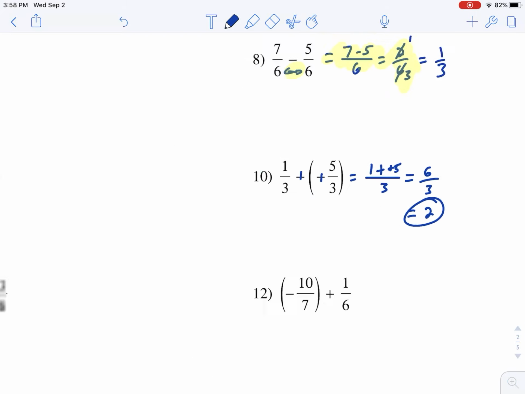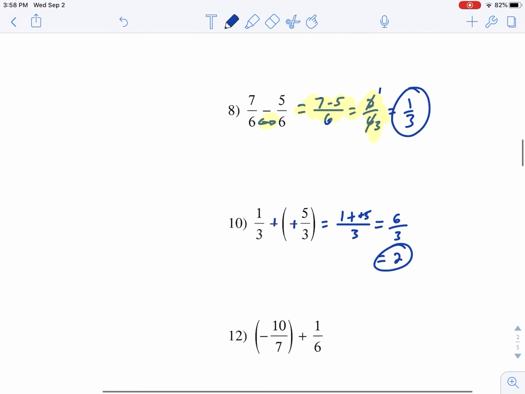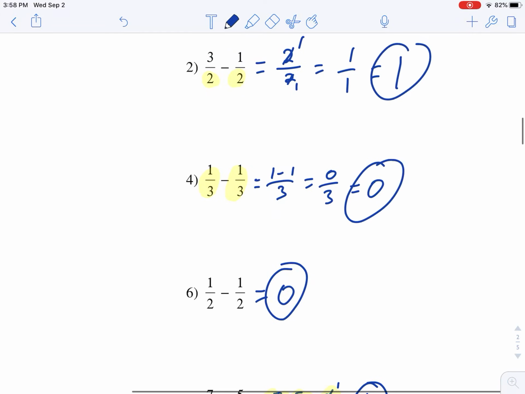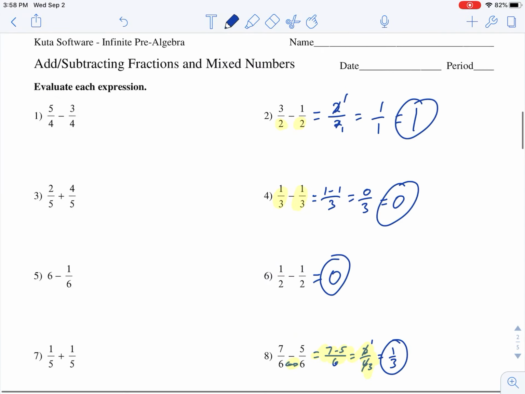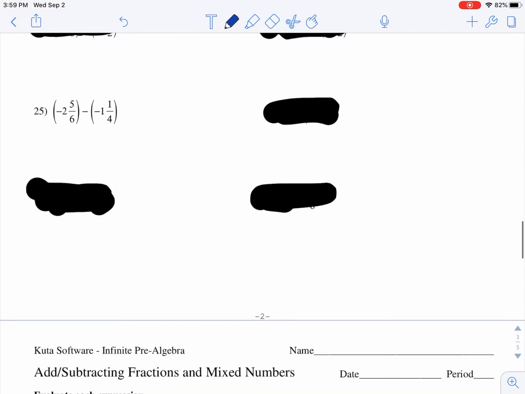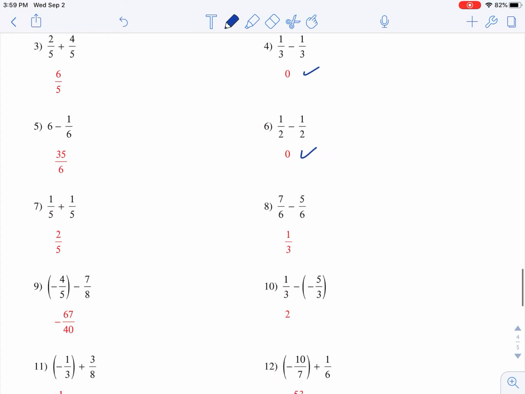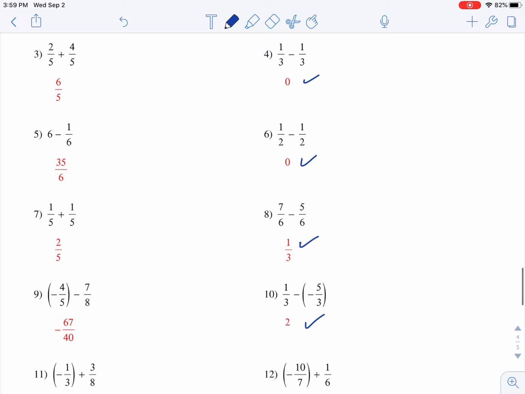So there's that answer. Okay, so I'm going to circle my answers. I do appreciate it when you circle your answers, so I should probably do it too. And I haven't really checked my work. So 1, 0, 0, 1/3, and 2. Let's check. 1, 0, 0, 1/3, and 2.